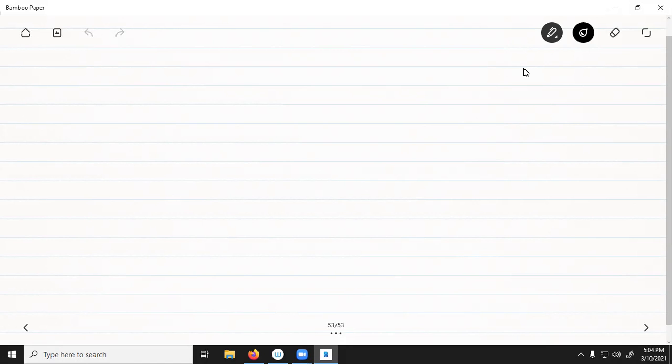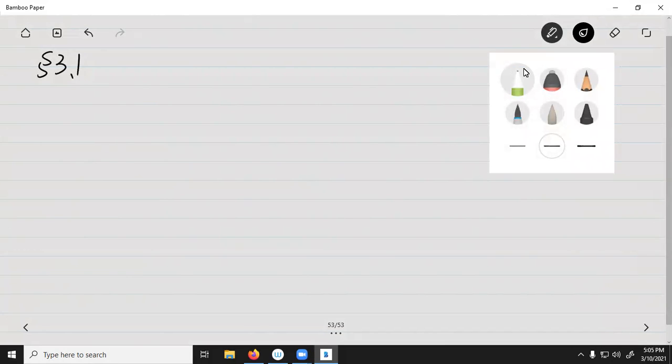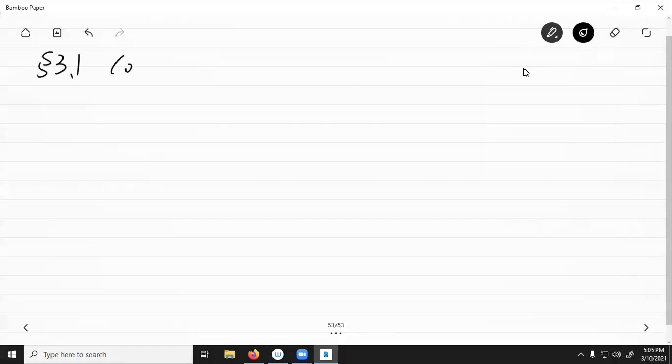However, we will start from using the convergent sequence to define a continuous function. Okay, so this is section 3.1, which is about the continuity. So now let's look at the definition for the continuous function. There are many definitions, but this is one definition.